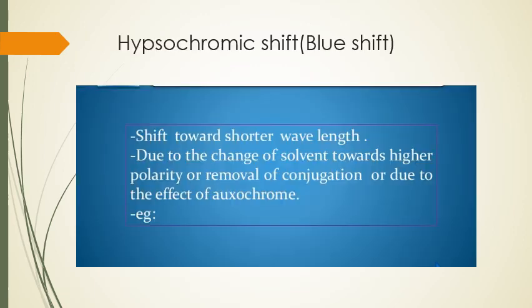So next one is hypsochromic shift, which is also called blue shift, because it causes the shifting towards the lower wavelength or shorter wavelength. It is also due to the change of the solvent towards high polarity. As the polarity decreases, the bathochromic shift occurs, and as the polarity increases, the hypsochromic shift occurs, or due to removal of the conjugation, or due to the effect of the oxochrome. If oxochromes are removed, or the conjugation is removed, it causes the hypsochromic shift. Understood?